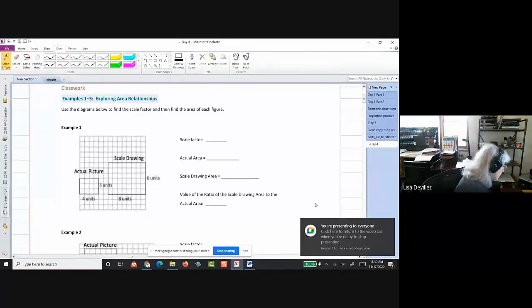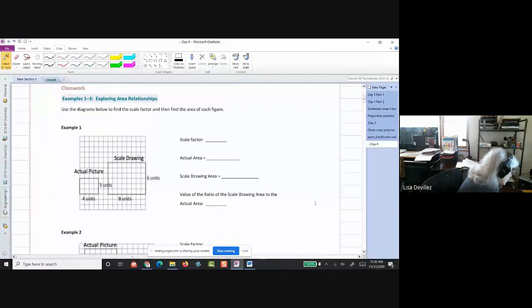Okay. All right. So here we're going to determine what the scale factor is, and then we're going to look at calculating the area of each one. So remember, the scale factor is the scale value. Let me write that down. The scale factor is our scale divided by the actual on there.